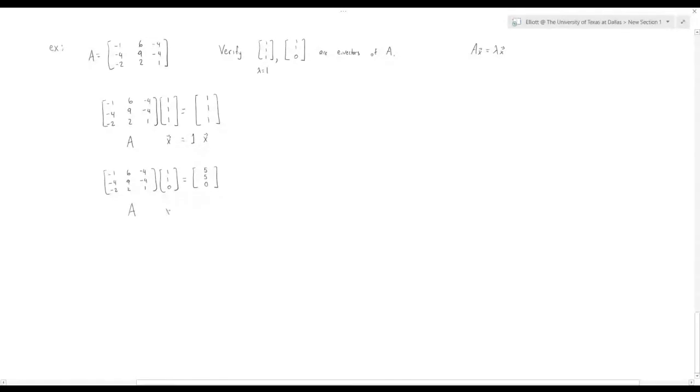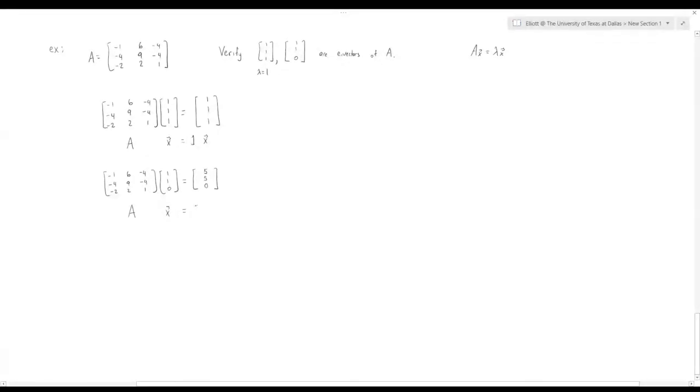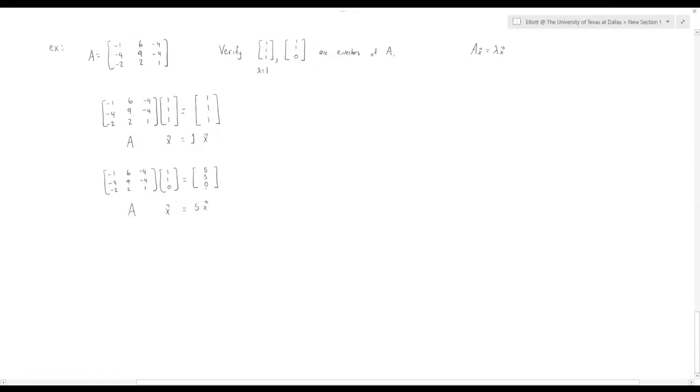So A multiplying this vector, 1, 1, 0, gives you 5 times 1, 1, 0, which is 5, 5, 0, okay? So this was also an eigenvector, and its eigenvalue was 5. Okay?